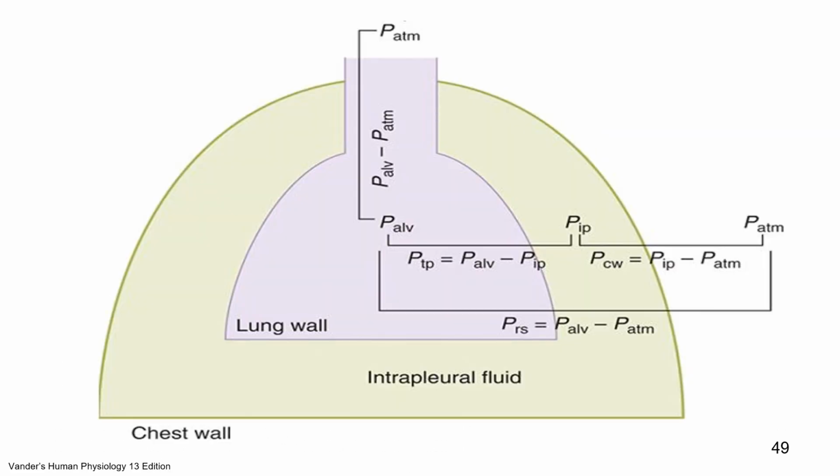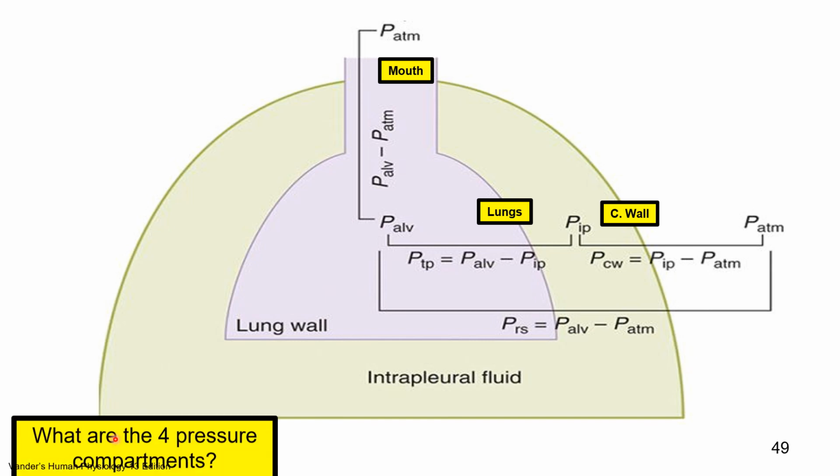So this is another way of looking at it. This is the chest wall. This is the lung wall. And in between is the pleural cavity. So that's the mouth opening. That's the lungs. That's the chest wall.